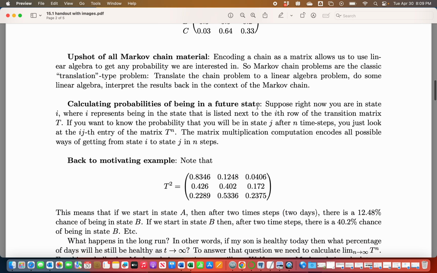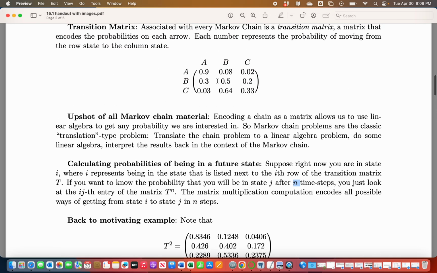Okay, so now let's think about, suppose right now you're in some state of being, and you want to think about the probability you'll be somewhere else after a certain number of steps through time. It turns out if you want to do that, all you have to do is take this matrix and multiply it by itself n times. So you can always multiply a matrix by itself. If you don't know how to do that, that's fine, because the computer will do it for us.